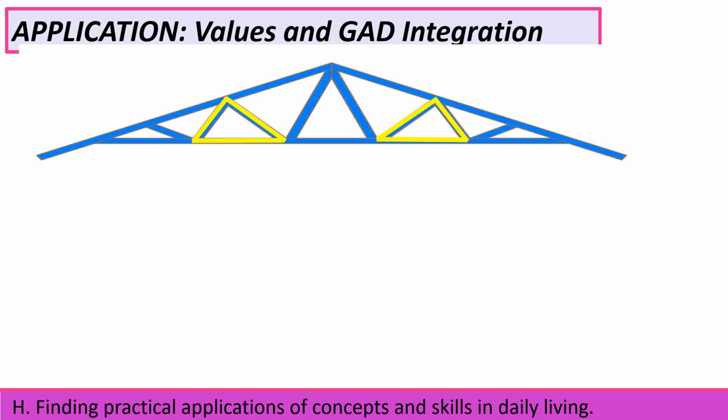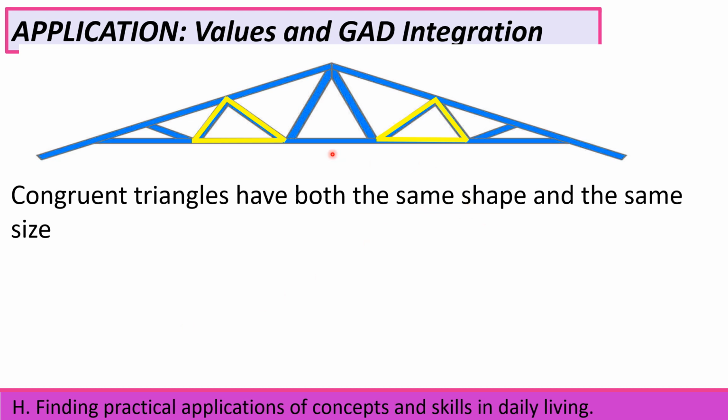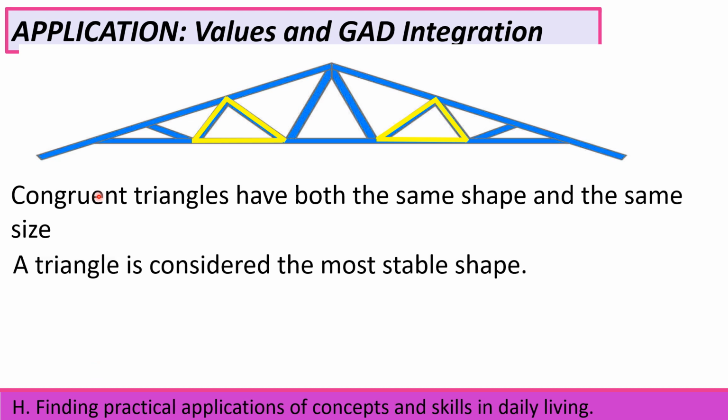Now let us go back to this figure. We can see the important application of this lesson in these trusses. We can see that congruent triangles have both the same shape and the same size. And a triangle is considered the most stable shape.